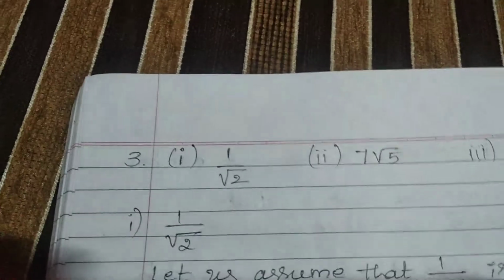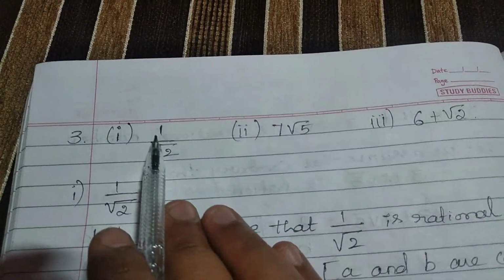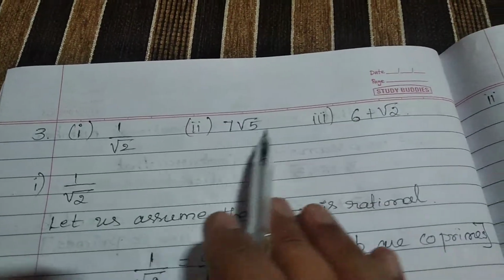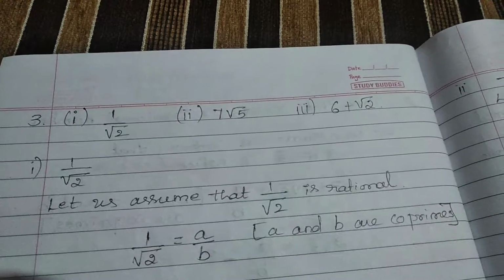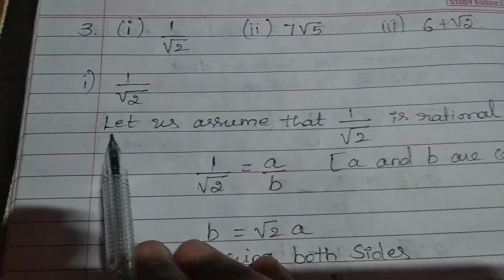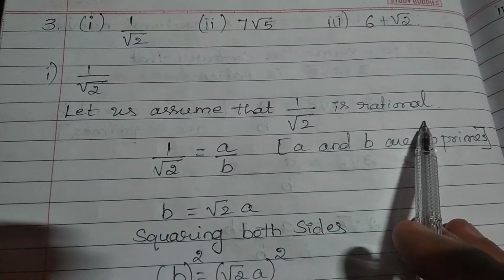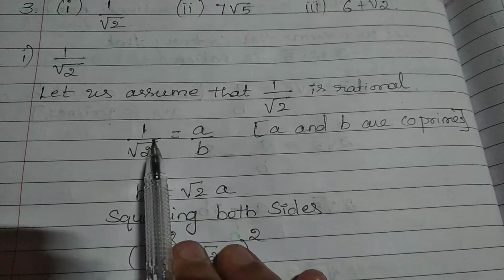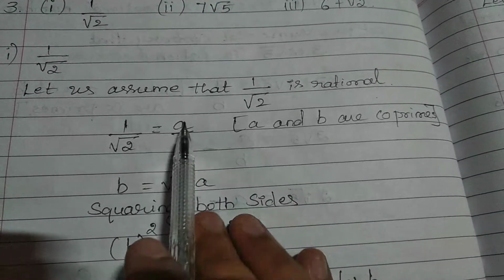Now we'll go to the third question. So what is the third question? Here we need to prove that 1 by root 2, 7 root 5, and 6 plus root 2 are irrational numbers. First we'll take 1 by root 2. The first step is, let us assume that 1 by root 2 is a rational number. So as usual, 1 by root 2 is equal to a by b.